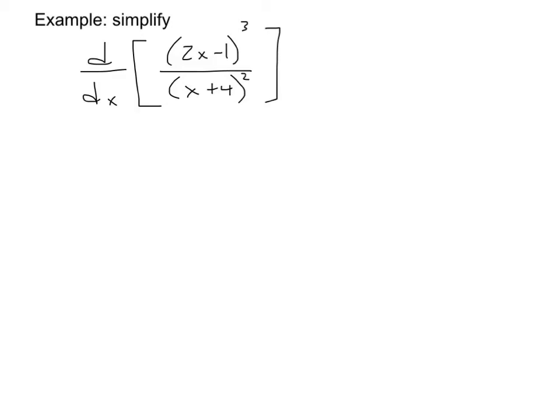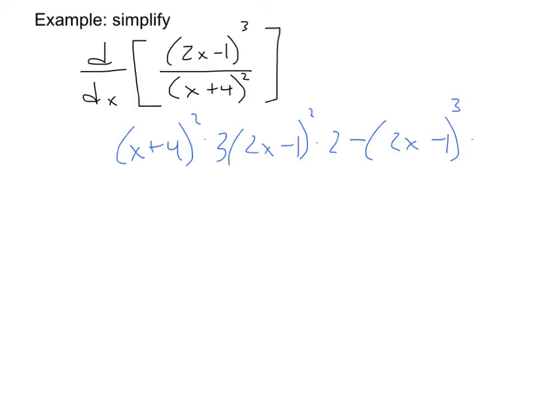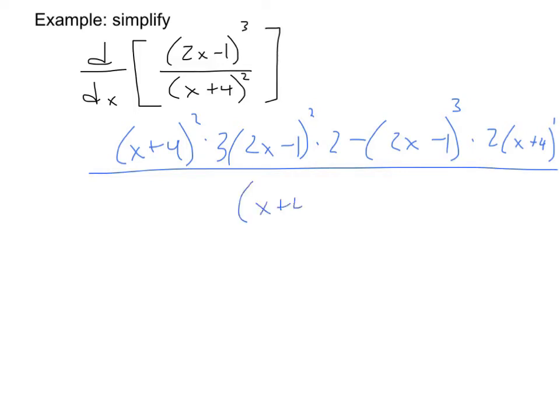I really feel like everybody should be able to do the basic quotient rule. So at least just do the first step of the quotient rule. So this is going to be low d high, so that's 3 times (2x minus 1) squared, chain rule times 2, minus high, (2x minus 1) cubed, times d low, so that's (x plus 4) to the first. We don't need a chain rule there because the thing inside the x plus 4 had a derivative of 1. And then square the bottom, that gives me (x plus 4) squared, so to the fourth.